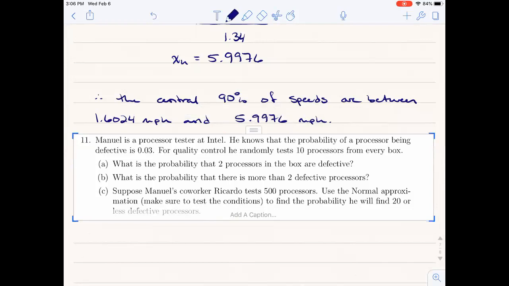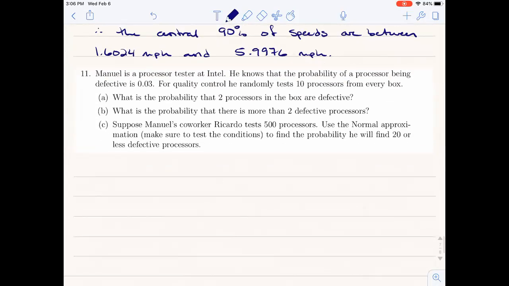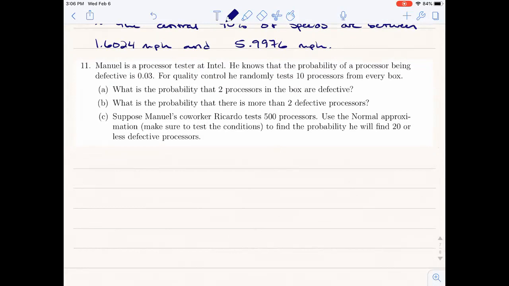Here's a binomial question. Manuel is a processor tester at Intel. Sounds important. He knows that the probability of a processor being defective is 0.03. For quality control, he randomly tests 10 processors from every box. Fair enough. What is the probability that 2 processors in the box are defective?